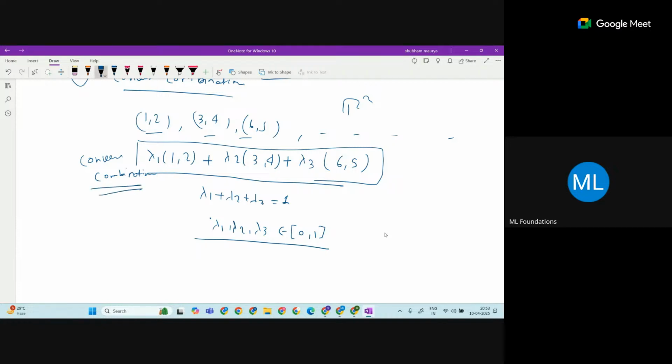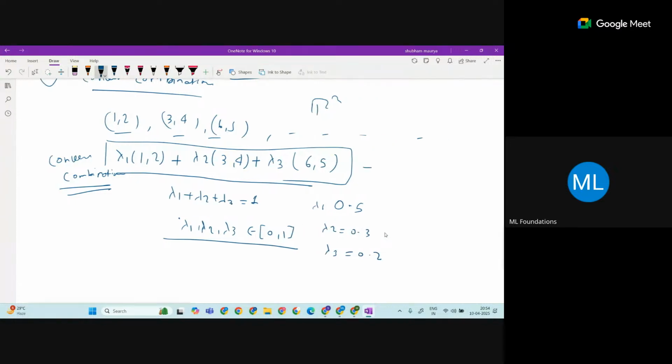And by this way, let's say I'm giving 0.5 as lambda 1, lambda 2 is 0.3, and lambda 3 is 0.2. So if you substitute, we'll get a point.